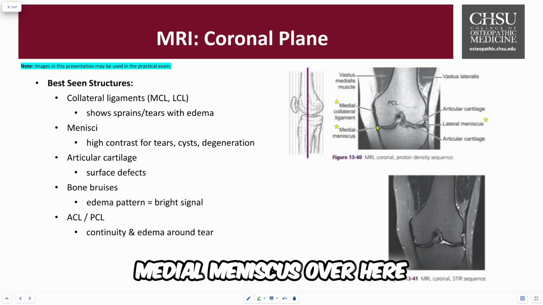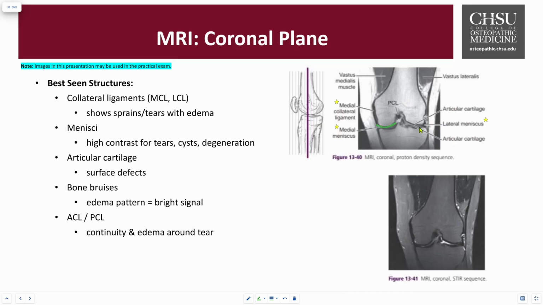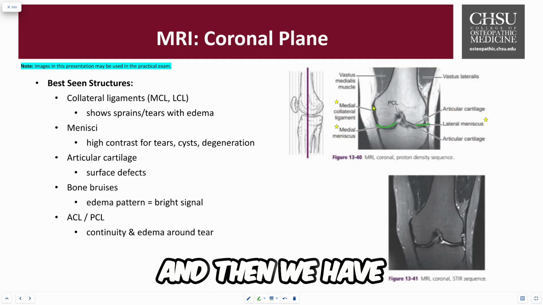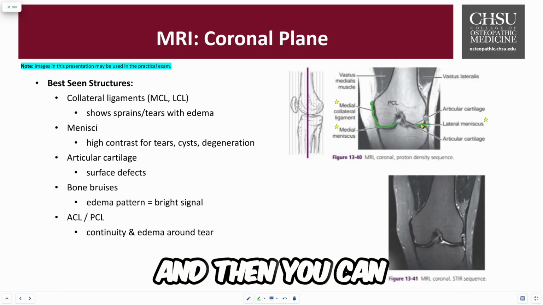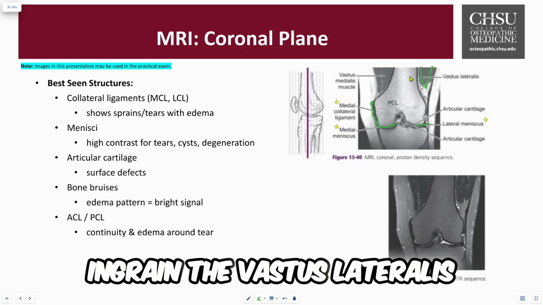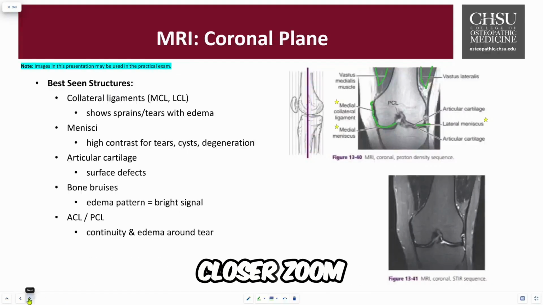We have the meniscus, medial meniscus over here, lateral meniscus over here, and then we have the medial collateral ligament shown here, the dark region, dark band, and then you can see the muscles again in gray, the vastus lateralis, vastus medialis. So let's take a closer zoom.